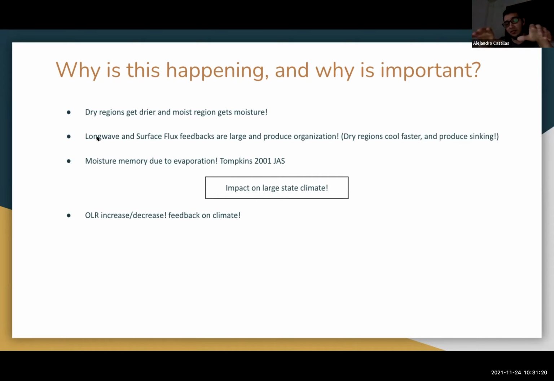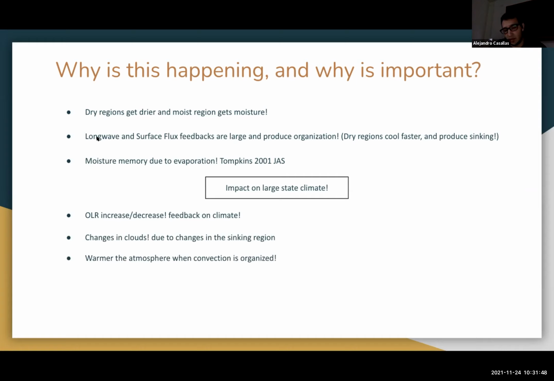But if convection starts to be more random in a warming climate, you will have less OLR, so a positive feedback will happen. It's also because you have a change in clouds. The dry region is larger, so the clouds are different, and they have even found that high clouds start to shrink a little bit. And when convection is organized, you get a mean warmer atmosphere.